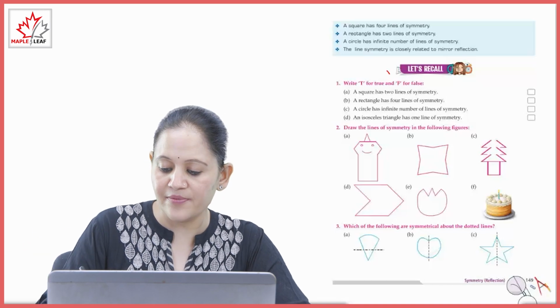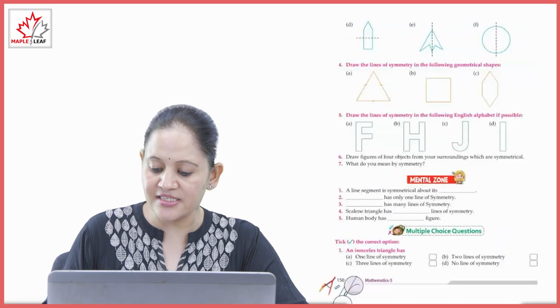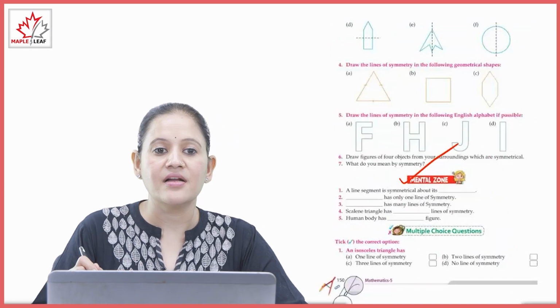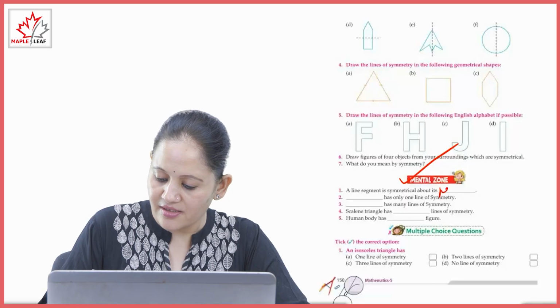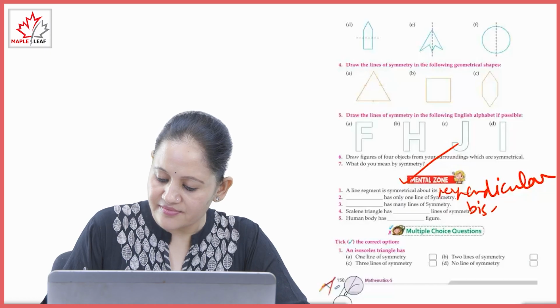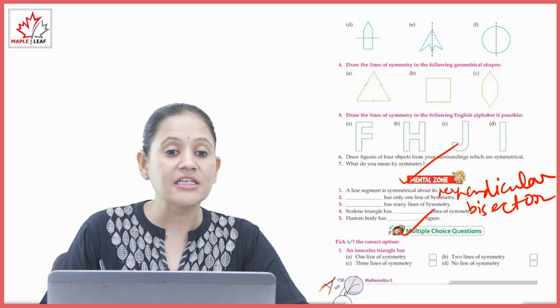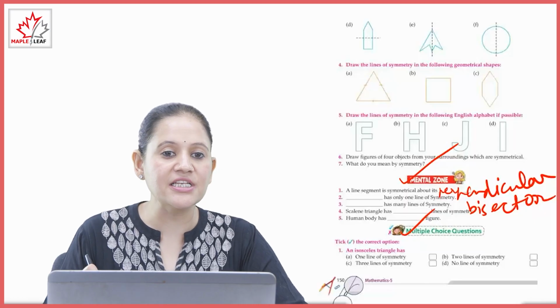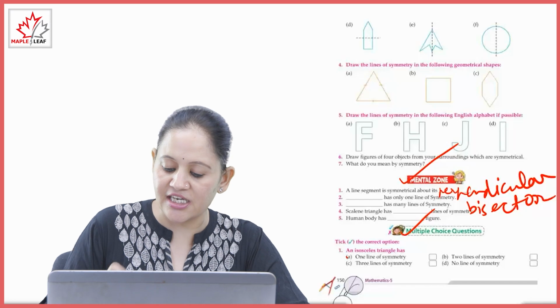Next is Let's Recall. Practice all the questions given here. These are for your practice. Next is Mental Zone. A line segment is symmetrical about its perpendicular bisector. Next are multiple choice questions. Take the correct option. An isosceles triangle has only one line of symmetry, so A is the correct option here.